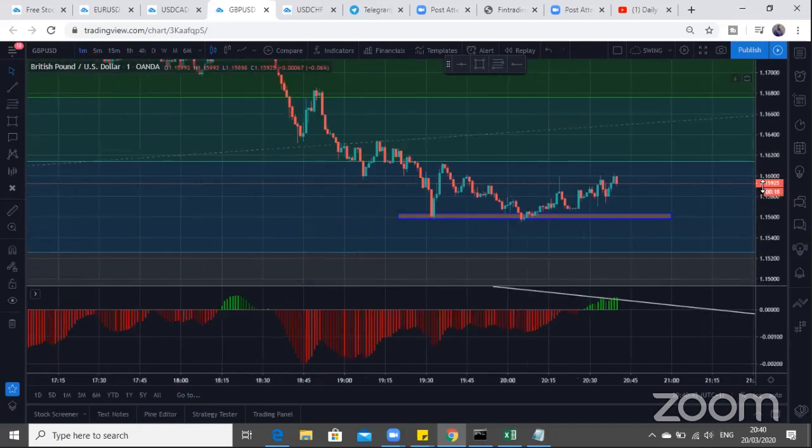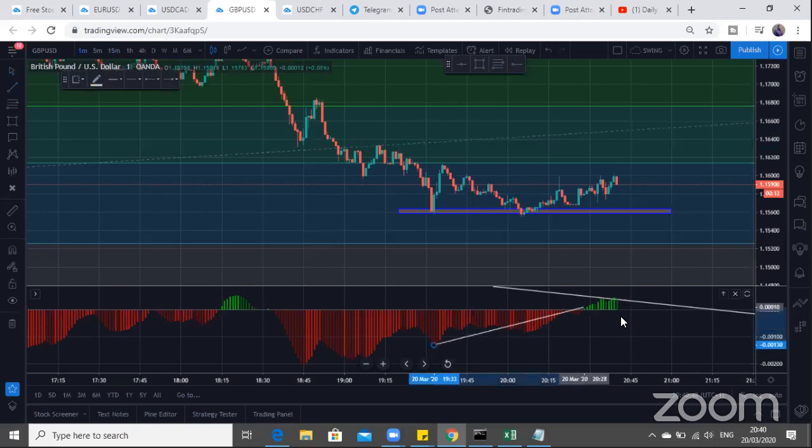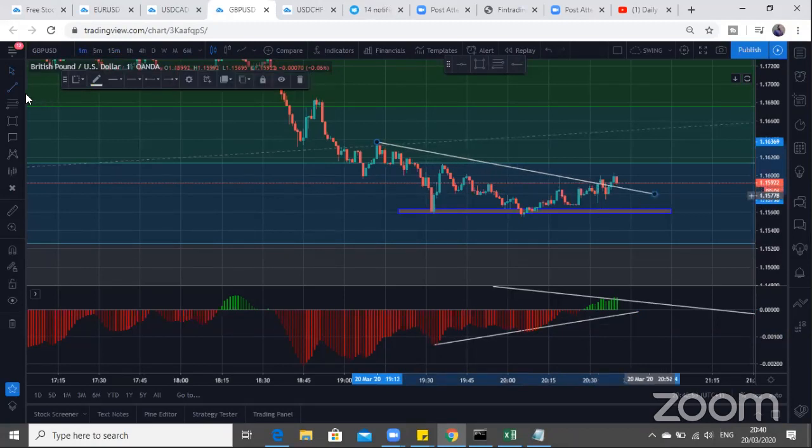You can see what I'm saying. On the double bottom, you can see that this is equal and this is saying buy. So what does that mean? This is now a wedge. Another pattern.